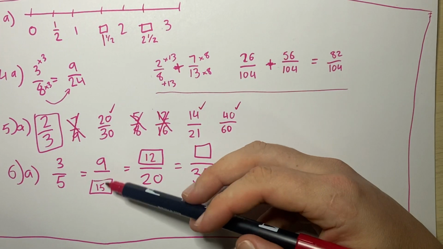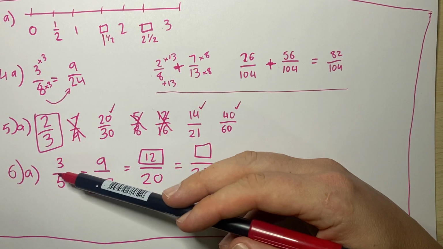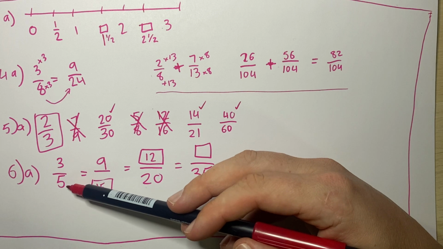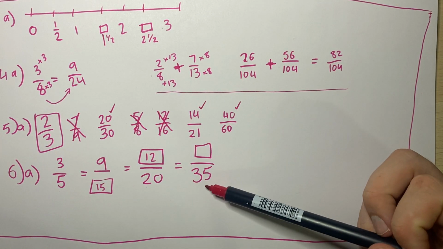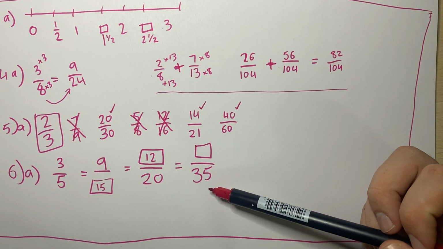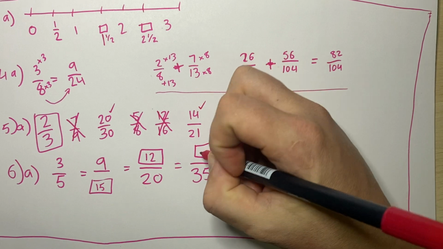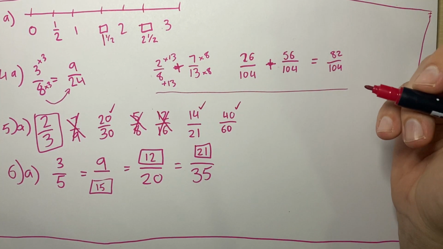Okay, it's harder to go from 9 over 15 to here than here. It's just easiest to start from your lowest common denominator. So 5 times what equals 35? 5, 10, 15, 20, 25, 30, 35, 7. 3 times 7 is 21. So that's all you need to do in question 6.